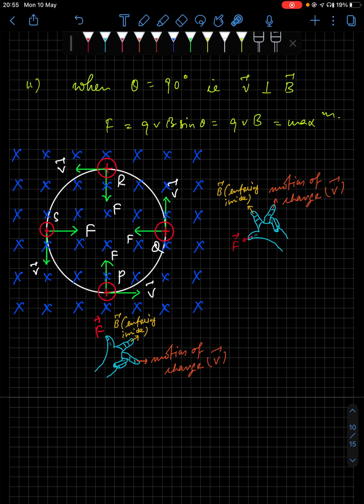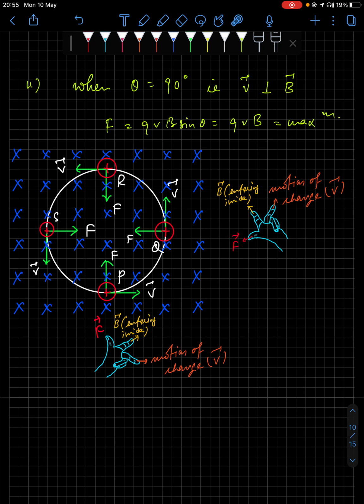Now if you apply Fleming's left hand rule, you put your forefinger along the direction of the magnetic field that is entering the page, and the middle finger along the direction of v vector. In such a case, the thumb will show you the direction of F. So at various positions, if you apply Fleming's left hand rule, here also you see the force is directed along this way. So you need to check for all the 4 positions, and you will see that the charged particle will tend to move in a circular path.